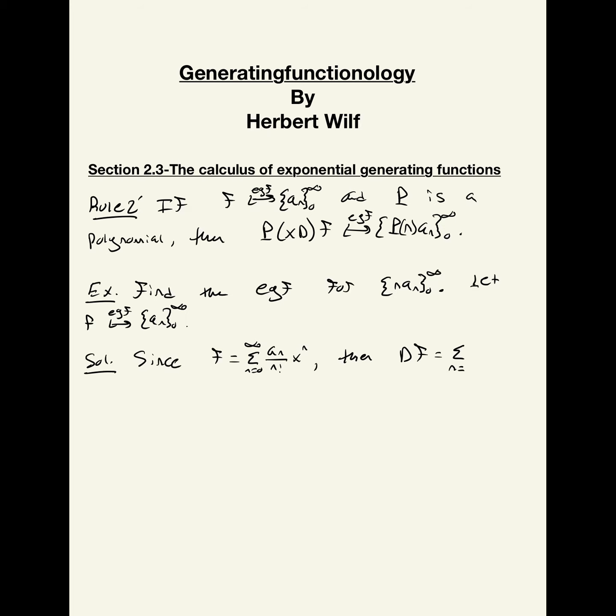So to do it term by term, we can just take the derivative as we would. We get an n a sub n over n factorial x to the n minus 1. And then if we multiply by x, which the rule tells us to do, it just changes the exponent on the x back to n, which is great. And now this is indeed the exponential generating function for n a sub n.